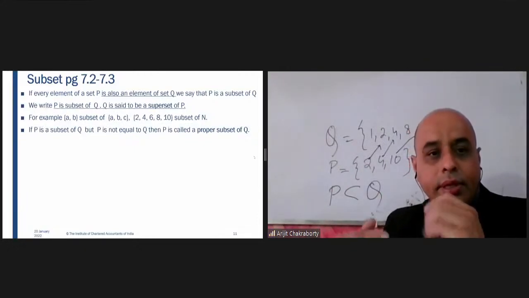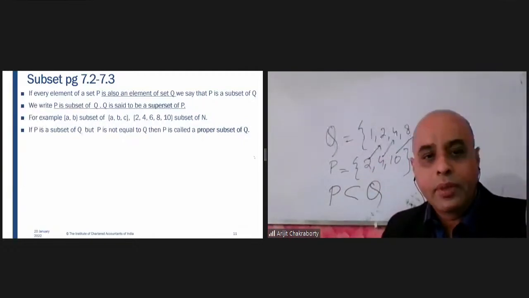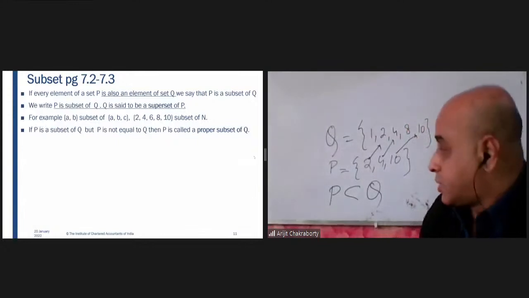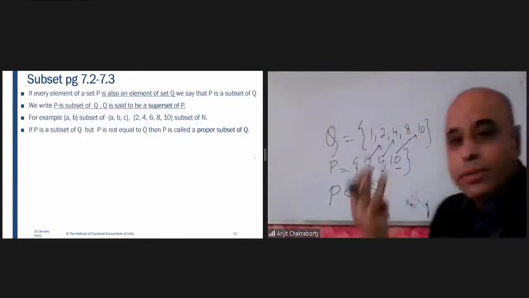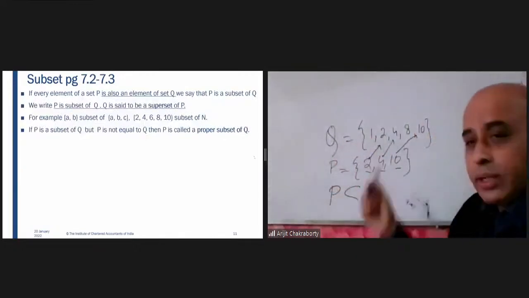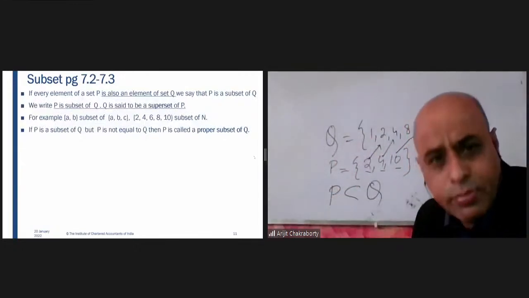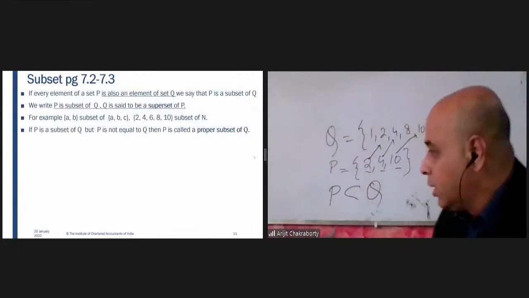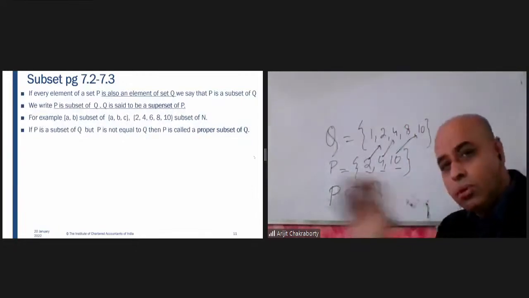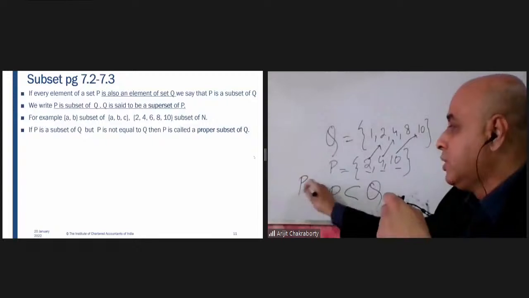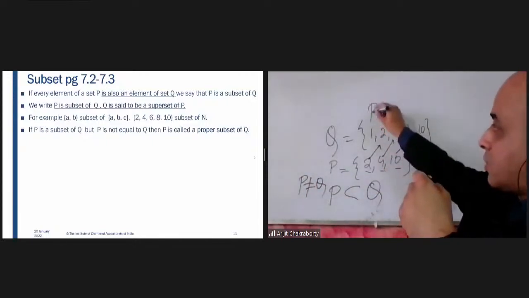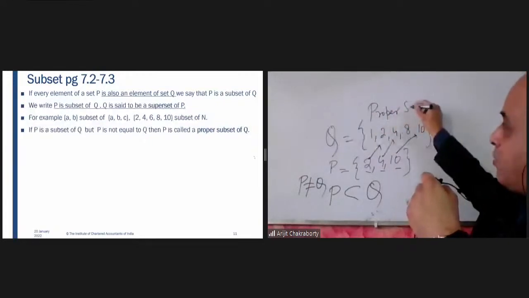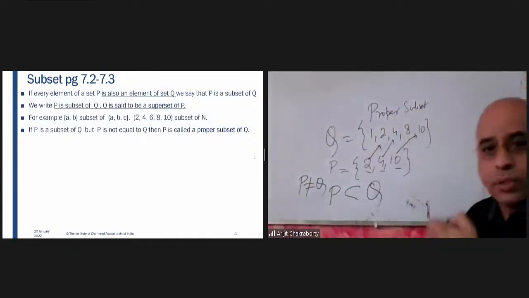And if P is a subset of Q, but P is not equal to Q, then P will be called a proper subset. So here, please note, P contains 3 elements, Q contains 5 elements. Can you say P is equal to Q? No. So here P is not equal to Q. So P is called a proper subset of Q.